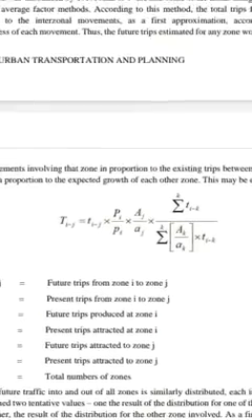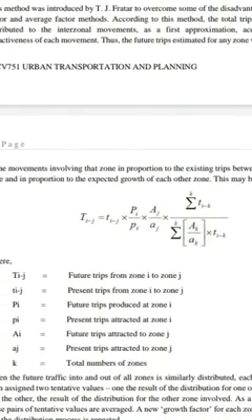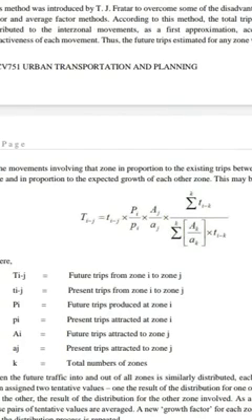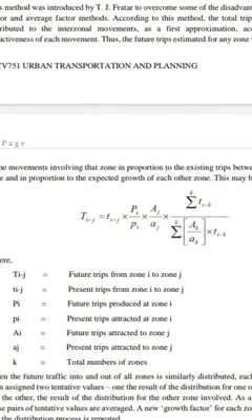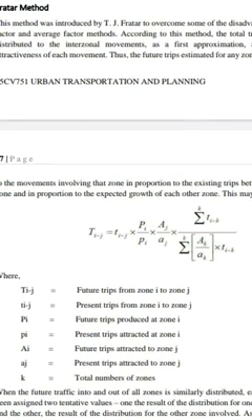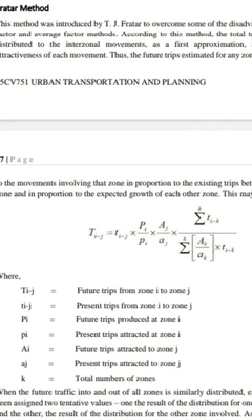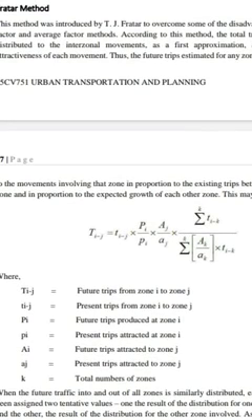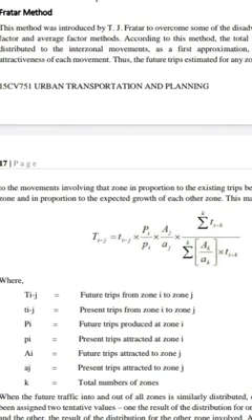So what is this? Capital Tij is the future trips from zone i to zone j, where small tij is the present trips from zone i to zone j. Capital Pi is the future trips produced at zone i, and small pi is the present trips produced at zone i. Capital Aj is the future trips attracted to zone j, and small aj is the present trips attracted to zone j. Small k is the total number of zones.